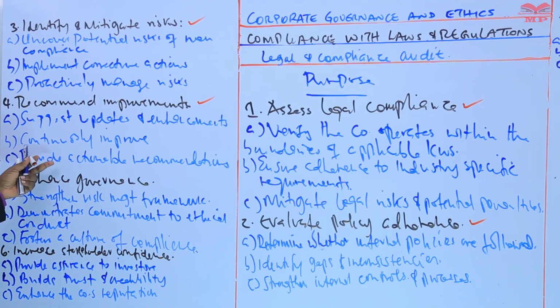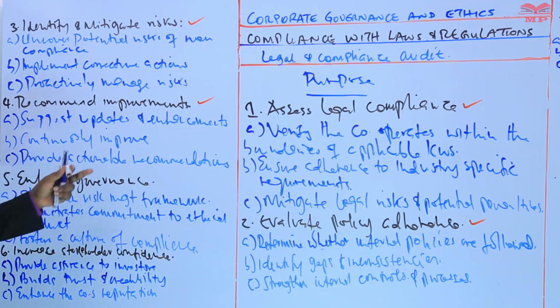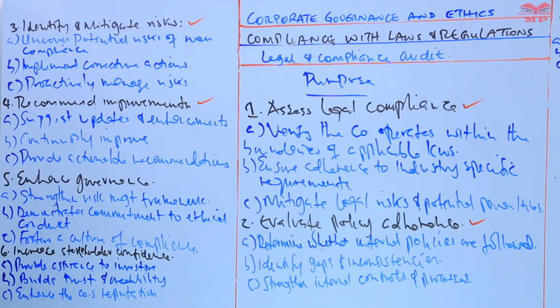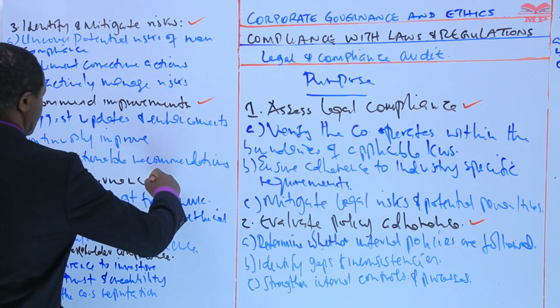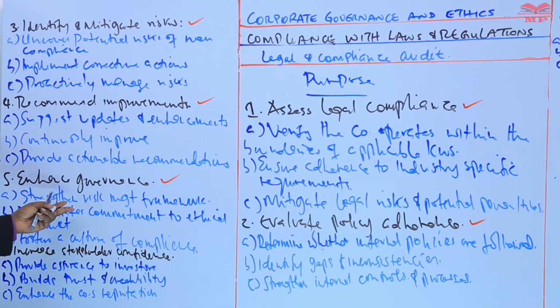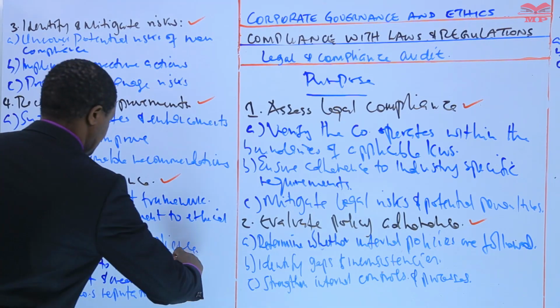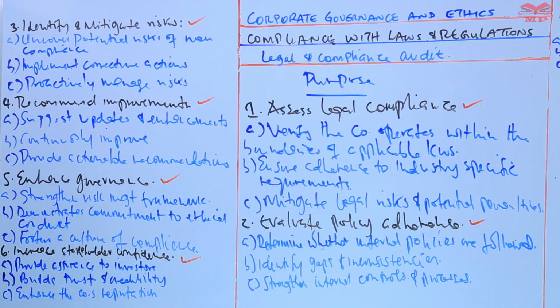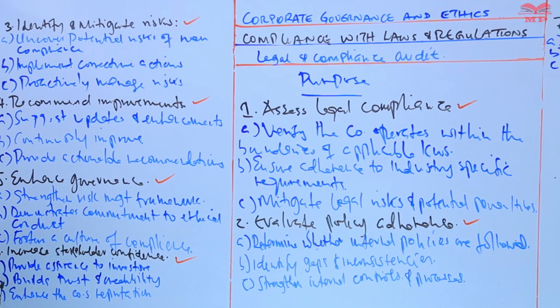It can help with continuous improvement, and also provide actionable recommendations. A legal and compliance audit can also enhance governance by strengthening risk management frameworks, by demonstrating a commitment to ethical conduct and fostering a culture of compliance. 6, we say that a legal and compliance audit can increase stakeholder confidence by providing assurance to investors, by building trust and credibility, and enhancing the company's reputation.